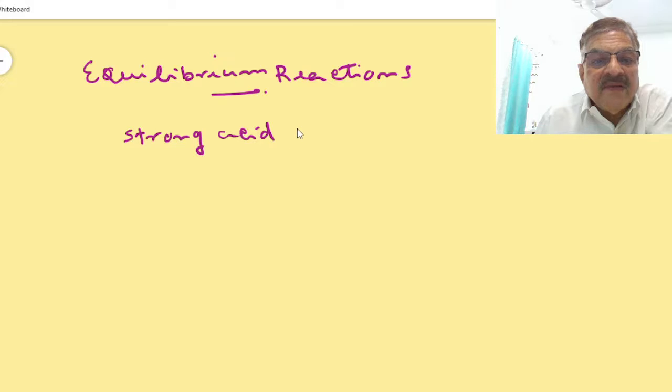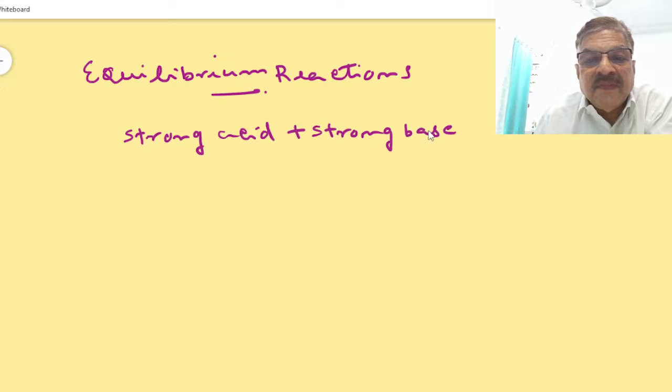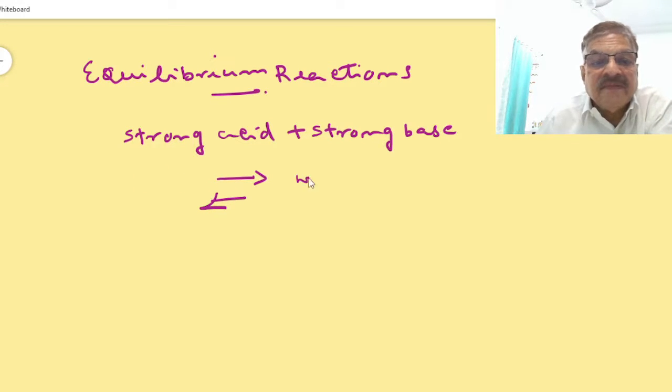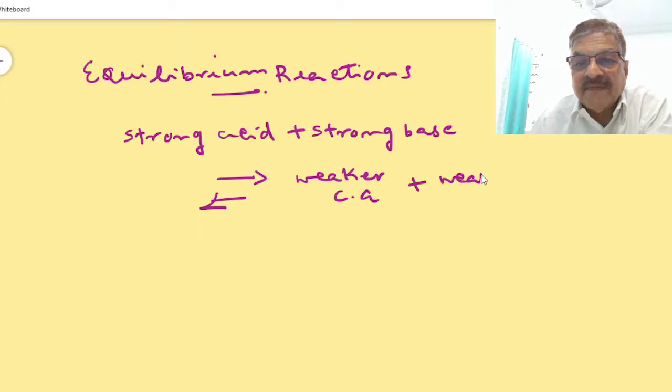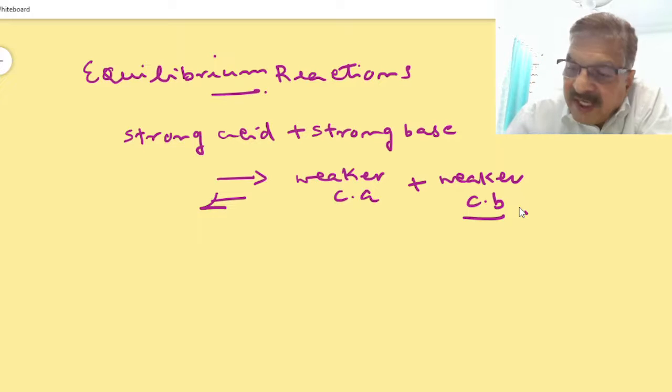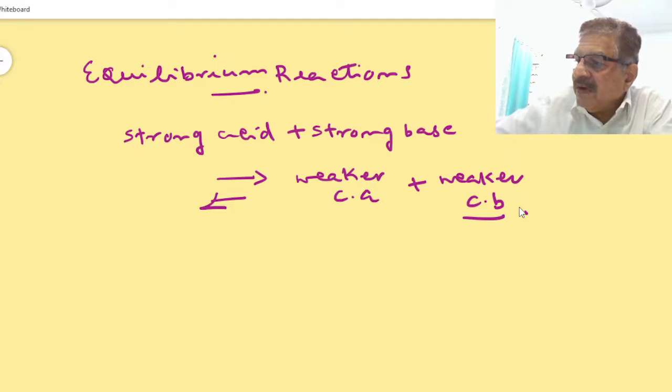I will just show it by equation. A strong acid will react with a strong base. So what will be the product here? It will be a weaker conjugate acid. That is, these two species, strong acid and strong base, react to form a weaker conjugate acid plus a weaker conjugate base here. Why is it weaker? Because they do not either donate a proton or accept a proton as readily. So this is the basic thing about equilibrium reactions.